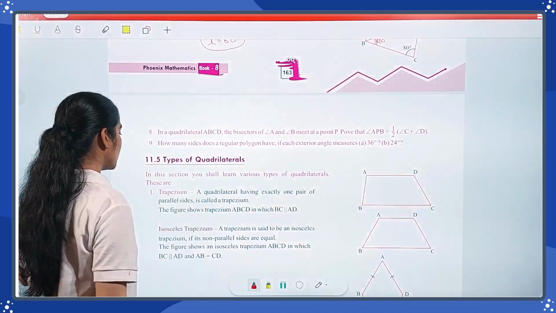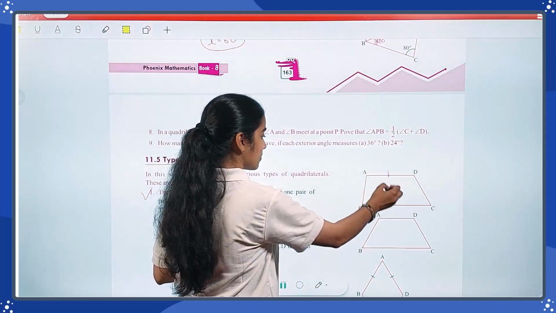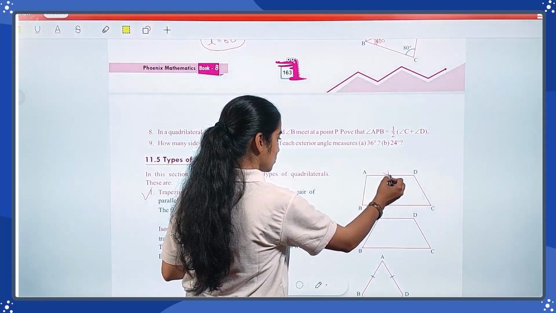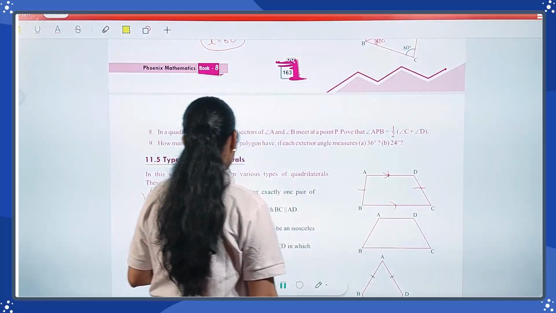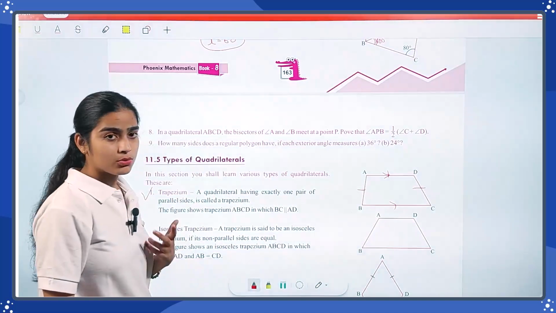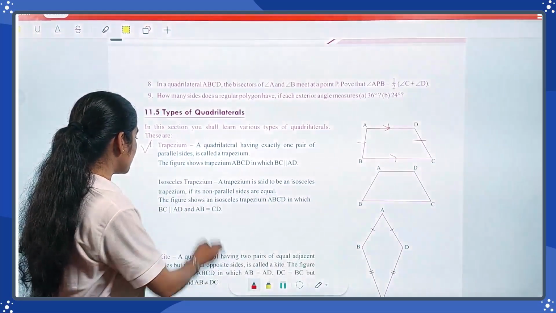Now, types of quadrilateral. The first one we have is the trapezium. In a trapezium, opposite sides are parallel to each other. These two sides are parallel to each other, and when the other two opposite sides are equal to each other, then it is called an isosceles trapezium.